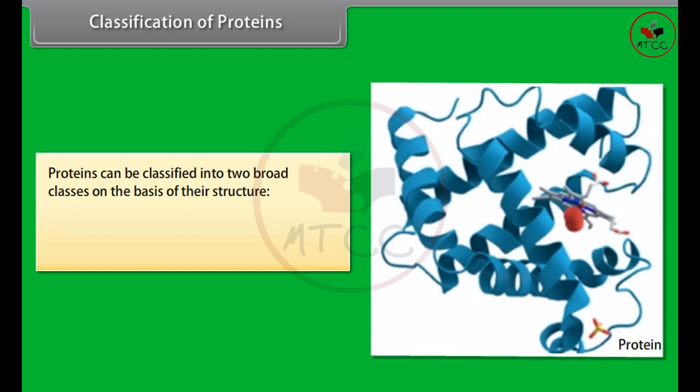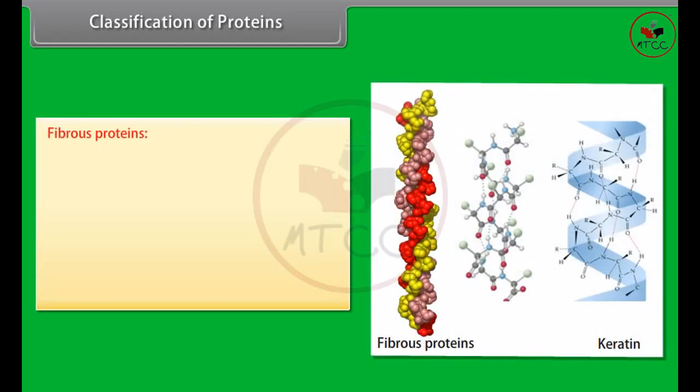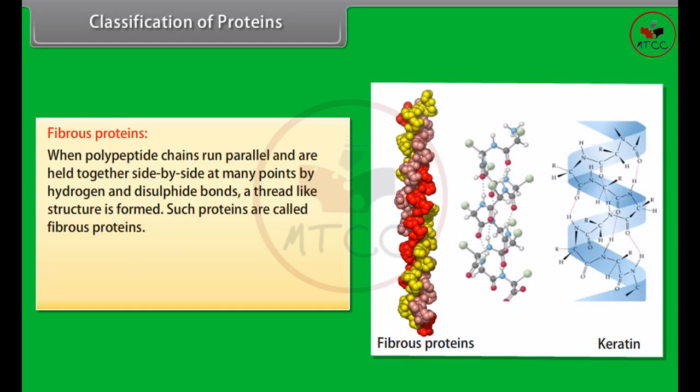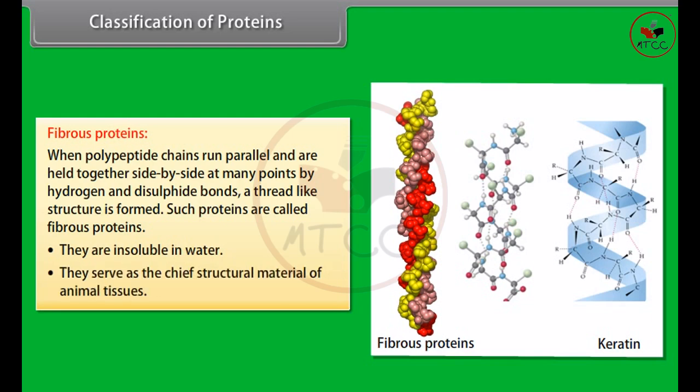Proteins can be classified into 2 broad classes on the basis of their structure: fibrous proteins and globular proteins. Fibrous proteins. When polypeptide chains run parallel and are held together side by side at many points by hydrogen and disulfide bonds, a thread-like structure is formed. Such proteins are called fibrous proteins. They are insoluble in water. They serve as the chief structural material of animal tissues. For example, keratin in skin, hair, nails, horn, and wool.